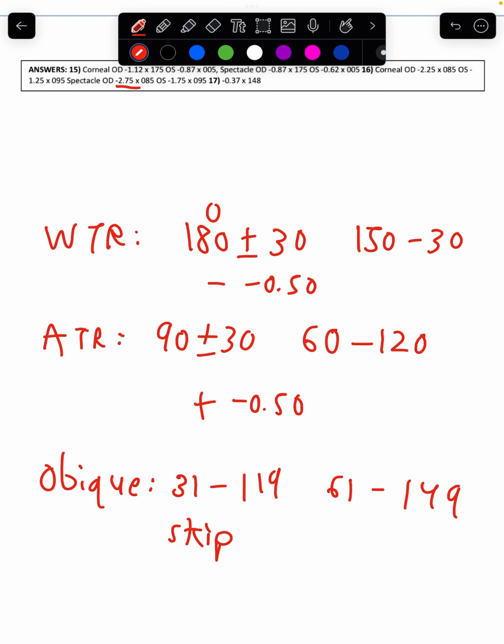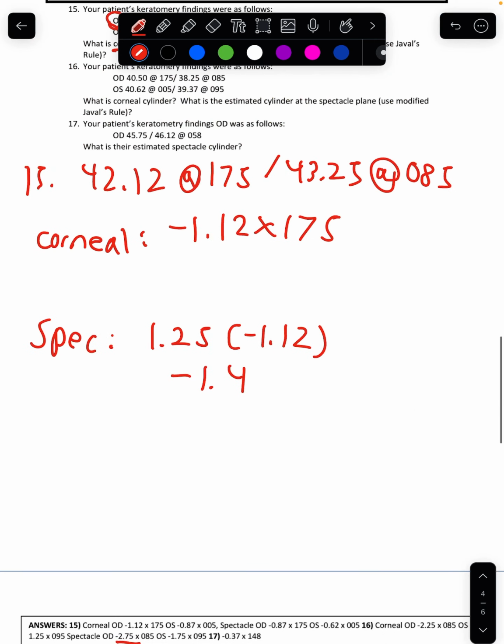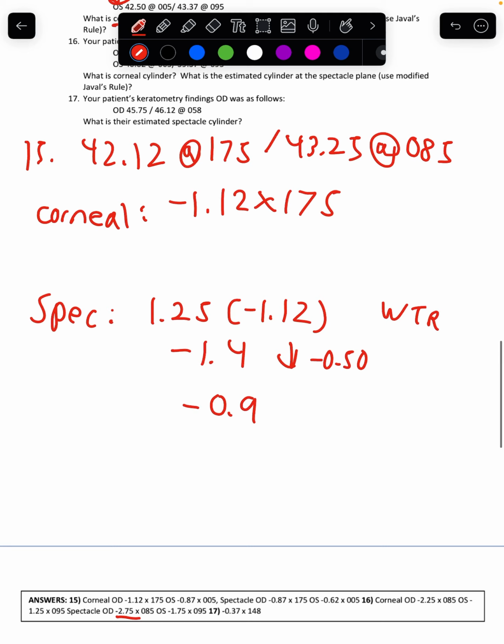This also confuses me, so I try to keep it simple. All I know for with the rule is that the CIL value is going to go down by 50. For against the rule, the CIL value is going to go up by 50. And for oblique, we do nothing. So in this case, we know it's with the rule. So the CIL value is going to go down by 50. So down by 50, and that equals minus 0.9. Okay, and then we're not done yet.